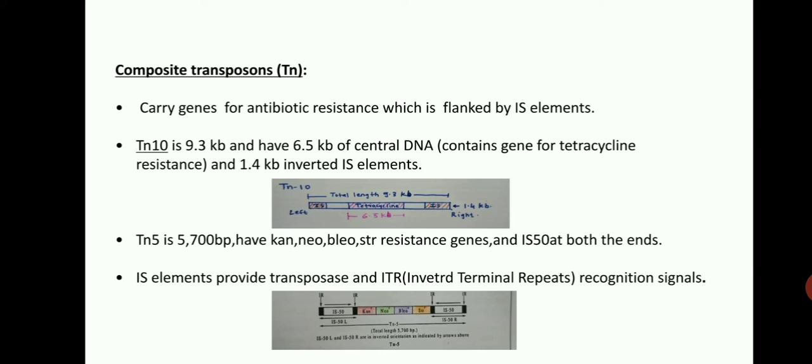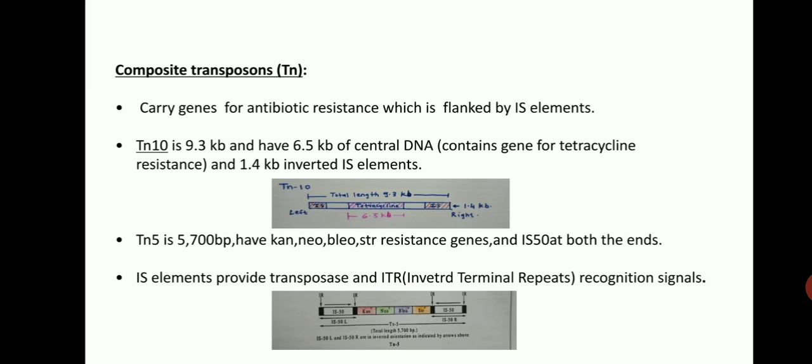The IS elements are of the same type in a particular transposon and are designated ISL, that is L for left, and ISR for right. The IS elements may be oriented in the same direction or in the opposite direction also. The total length of the transposon may be several thousand nucleotides long. So here let's see the example of the Tn10 composite transposon.